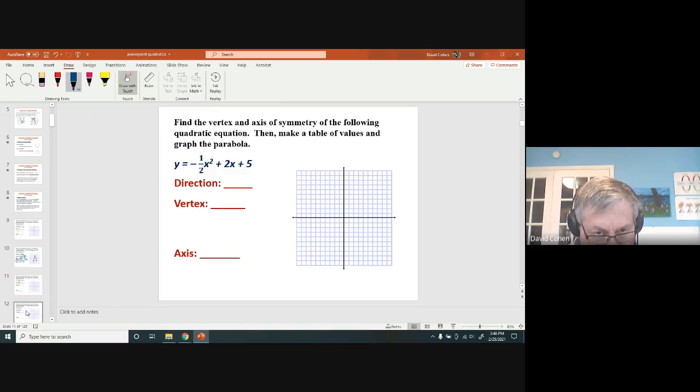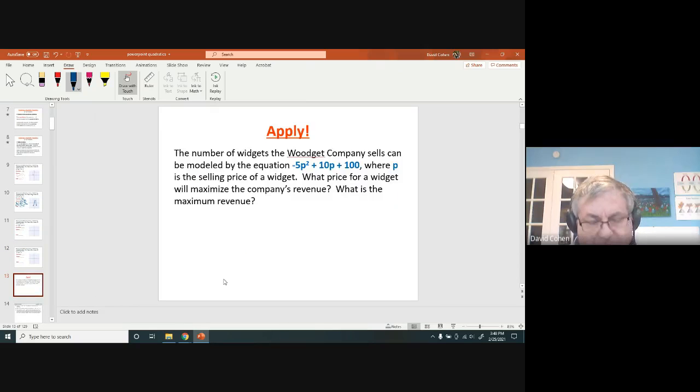We'll skip this one, the more of the same, and we're going to apply this. The number of widgets the widget company sells can be modeled by the equation -5p squared plus 10p plus 100, where p is the selling price of a widget. What price for a widget will maximize the company's revenue? We know this is downward facing because of the negative. So we have something that looks like this, and we're trying to find the maximum value, which would be at the vertex.